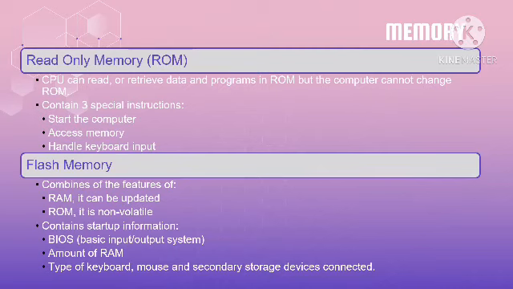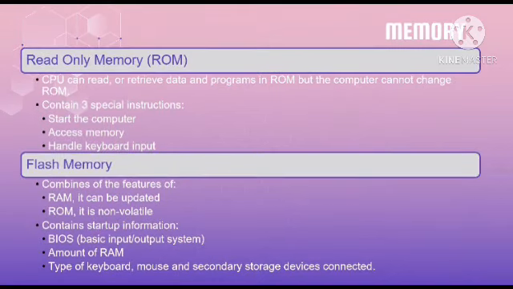Okay, now we are looking at read-only memory, ROM. ROM is information stored by the manufacturer. ROM is a type of non-volatile memory. It means ROM cannot be changed. The CPU can read or retrieve data and programs in ROM, but the computer cannot change ROM. ROM contains special instructions, for example, to start the computer, access memory, and handle keyboard input.